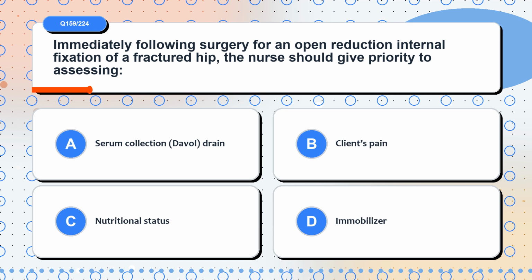Question 159. Immediately following surgery for an open reduction internal fixation of a fractured hip, the nurse should give priority to assessing. Here are the options. Option A. Serum collection Davol drain. Option B. Client's pain. Option C. Nutritional status. Option D. Immobilizer.